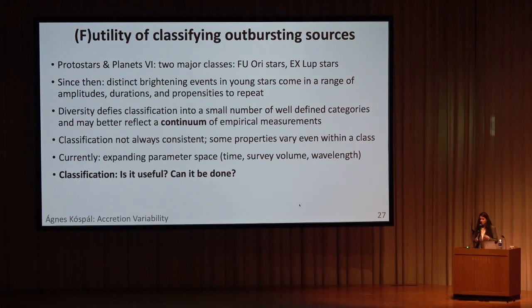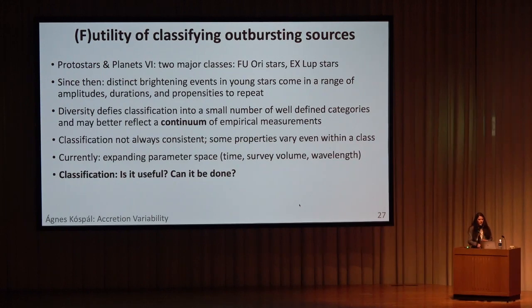And also we have to keep in mind that classification is not always consistent. You saw, for example, in the FUor light curves, and I didn't even show the spectra, that some properties vary even within a class. Currently, we have a luckily expanding parameter space because we have light curves that span longer and longer time periods with better and better cadences. We have ever-increasing survey volumes, and we are expanding the wavelength range where we can study variability as well. So it's a question whether we can still use a classical classification. Is it useful? Can it be done at all?